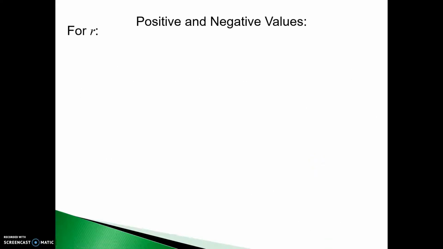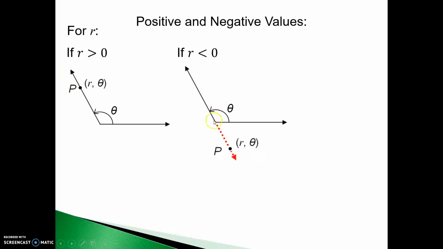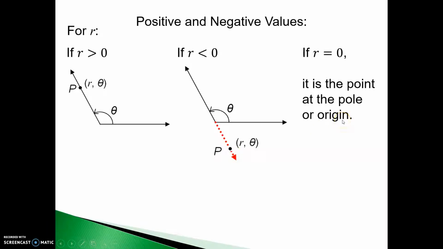So when we talk about positive and negative values for r, if r is greater than 0, then we take our theta value here, and then from the origin, we move forward r units. If r is less than 0, then instead of moving forward r units, we're going to move backwards r units. So it's a 180-degree difference. And if r is equal to 0, a radius of 0 just means that it's a point, and the point would be at the pole or the origin.